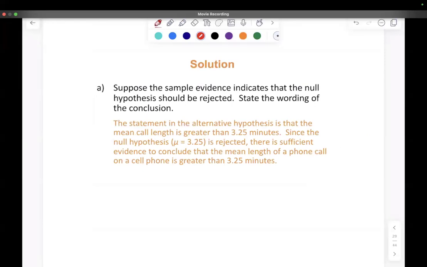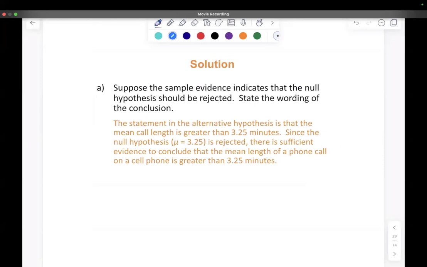The statement in the alternative hypothesis is that the mean call length is greater than 3.25 minutes. Since the null hypothesis is rejected, there is sufficient evidence to conclude that the mean length of a phone call on a cell phone is greater than 3.25 minutes.